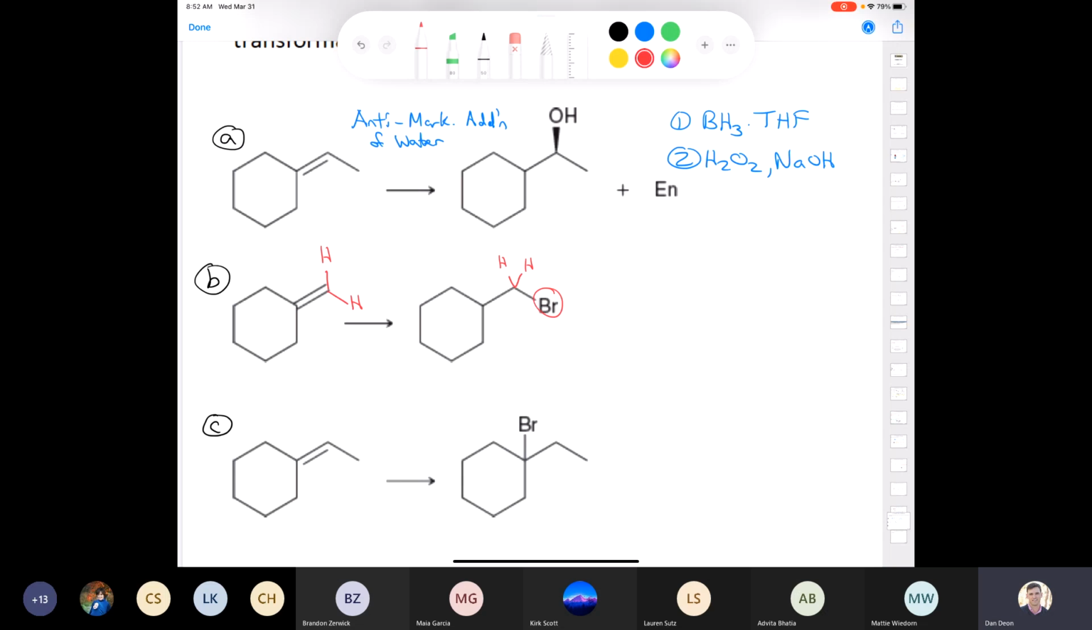That carbon took the bromine, whereas this carbon takes on a hydrogen. So this is an anti-Markovnikov addition of HBr, right? Anti-Markovnikov addition of HBr. So how do we do that? We use HBr and peroxides at the same time.